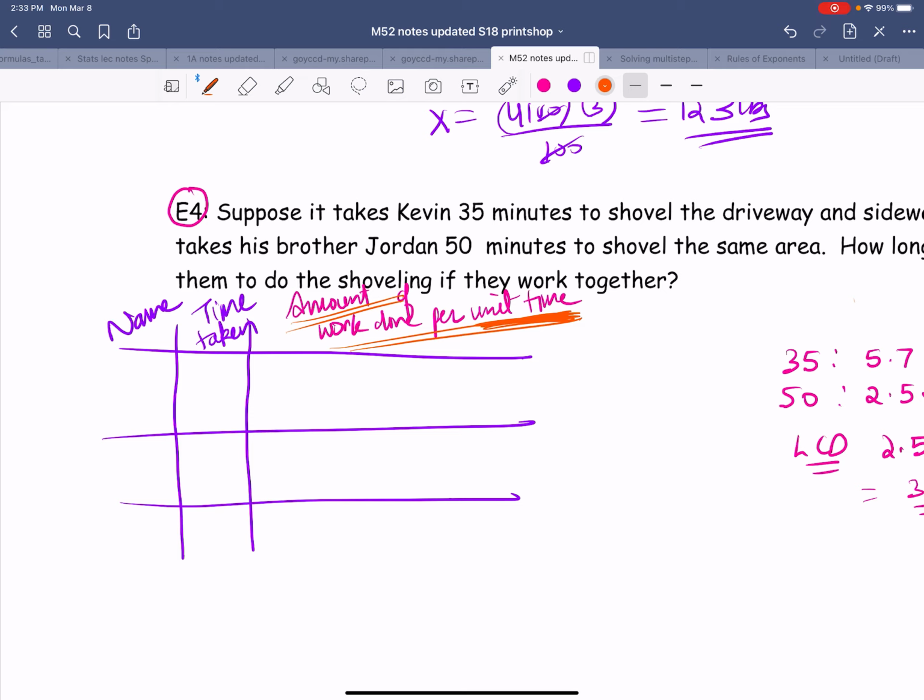Unit time can be per hour. The unit time can be days. Unit time can be months. Unit time can be years. Unit time can be minutes. So it depends from problem to problem.